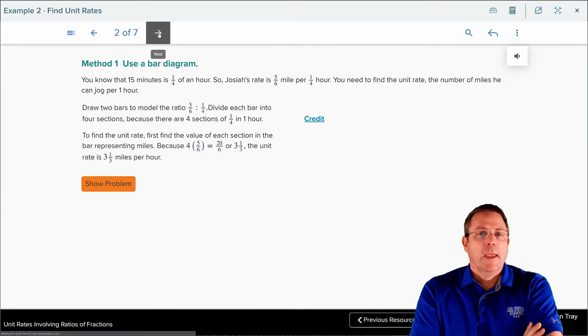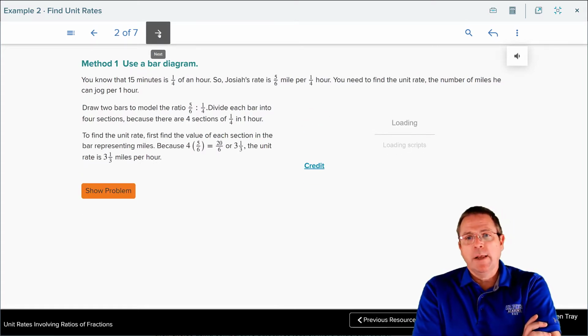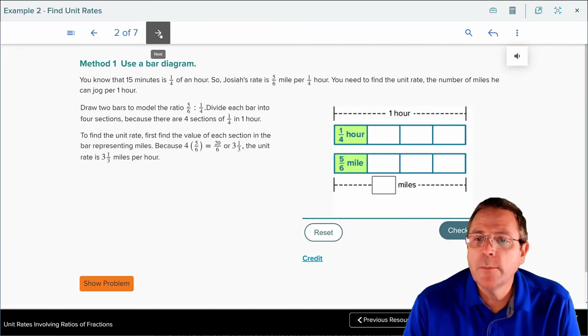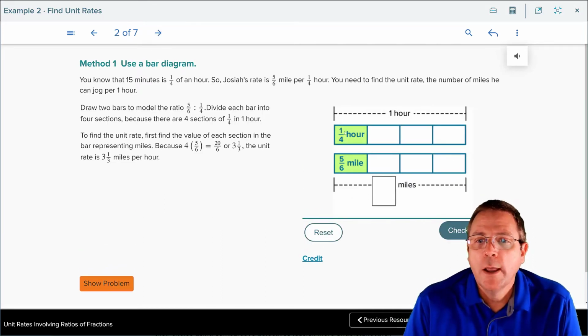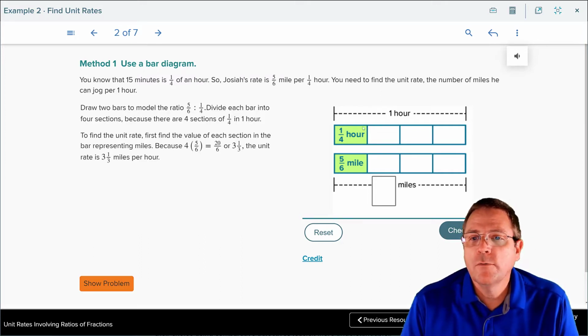Moving forward, they show us several different ways to do this. The first option, they said, is to make a bar diagram. And you can see on the bar diagram, they have got it broken down. You've got 15 minutes, which is 1/4 of an hour. From there, the next option would be another fourth, another fourth, and another fourth. Likewise, your miles, you've got 5/6 of a mile, and each one of these would end up being 5/6 of a mile as well. On the top, because we use four 1/4s, that added up to a whole hour.